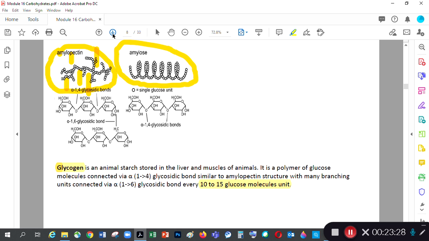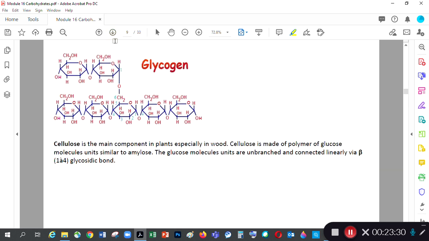And cellulose, the last one here, you'll see cellulose is linear. See how nice, this is the picture of glycogen. If you look at this, the branching happens every 10 to 15 units of sugar. Not like the amylopectin in plants, which has a branch every 25, very frequent. That is in plants. In animals, including humans, glycogen has less frequent branching, every 10 to 15 units of glucose.